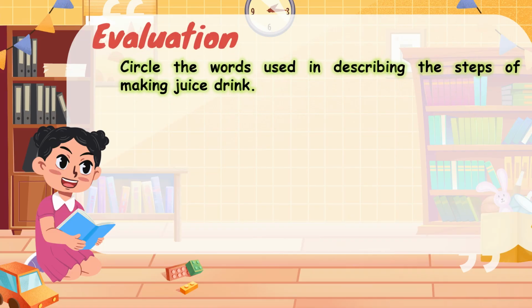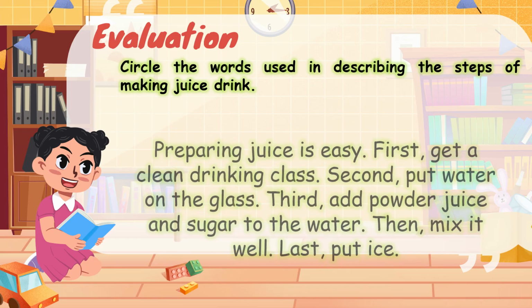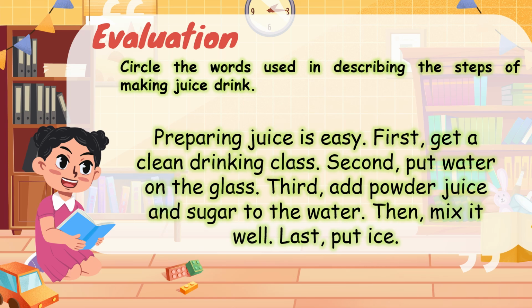So circle the words used in describing the steps of making juice drink. All right. So preparing juice is easy. First, get a clean drinking glass. Second, put water on the glass. Third, add powder juice and sugar to the water. Then mix it well. Lastly, put ice. Again, circle the words used in describing the steps of making juice drink.